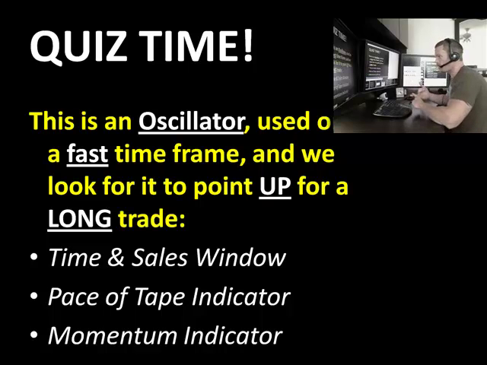Is it my time and sales window? Is it my pace of the tape indicator? Or is it my momentum indicator? This is an oscillator, guys. It's used in a fast time frame. We look for it to curl up from the bottom and point up for a long trade. What is it called? Is it called pace of tape, time and sales, or the momentum indicator? Do you know the answer?